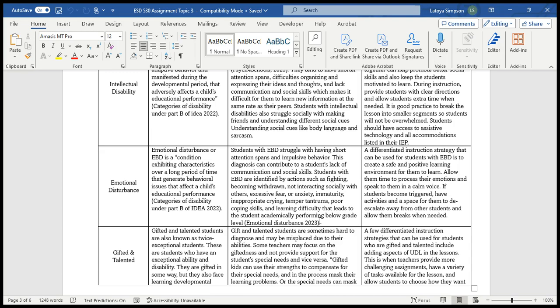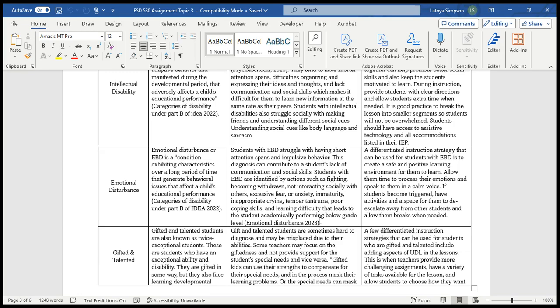A differentiated instructional strategy that can be used for students with EBD is to create a safe and positive learning environment for them to learn. Allow them time to process their emotions and speak to them in a calm voice. If students become triggered, have activities and a space for them to de-escalate away from other students and allow them breaks when needed.